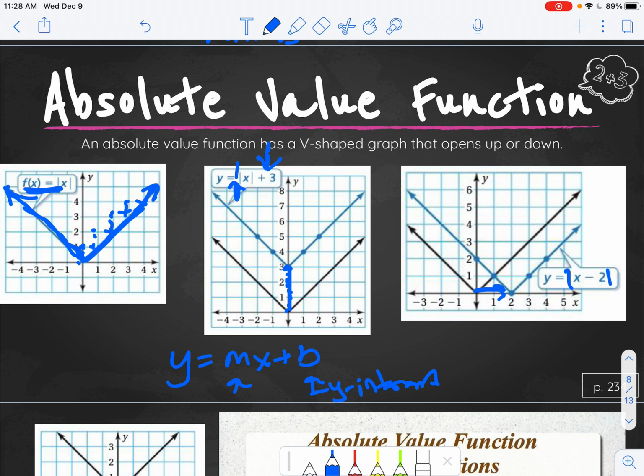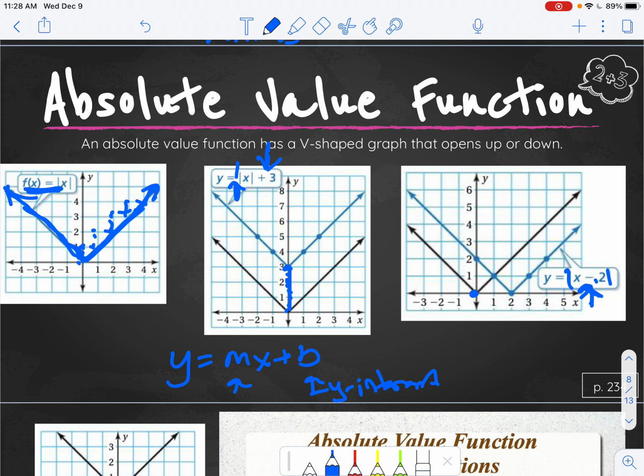Now the tricky thing is, in here, when we have x minus 2, we move 2 spots. We start here with the parent function, and we move 2 spots to the right. So it's kind of opposite. When I see this minus sign, I think that that means we should go in the negative direction, that we should go 2 spots here. But that is not the case. Okay? That is not the case.